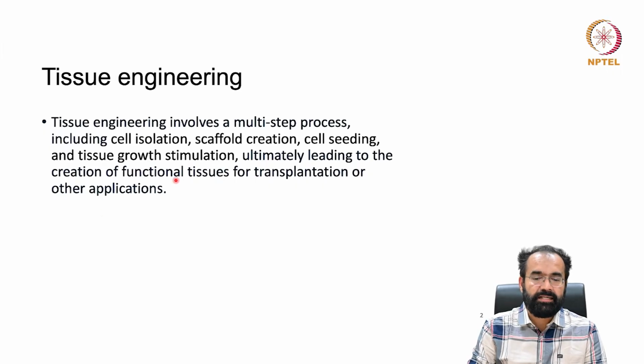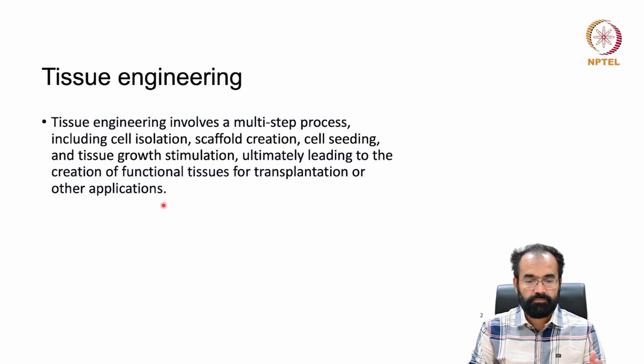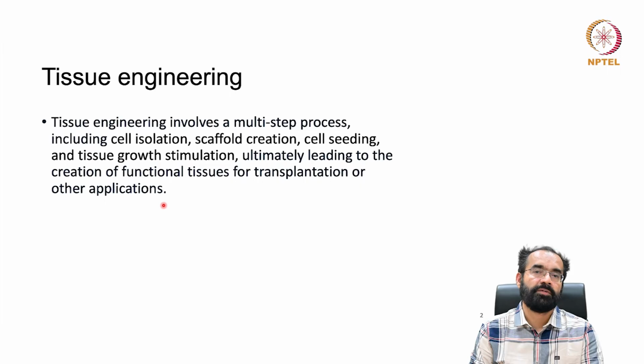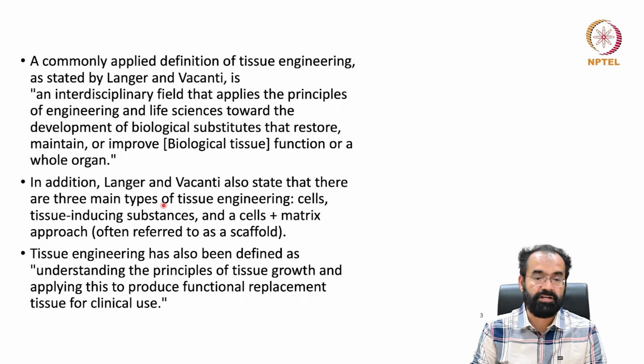So tissue engineering is a multi-step process, and it includes cell isolation, scaffold creation, cell seeding, and tissue growth stimulation, ultimately leading to the creation of functional tissue for transplantation or other applications. So this is the overall theme of tissue engineering, the flow chart, or the workflow of tissue engineering, as mentioned.